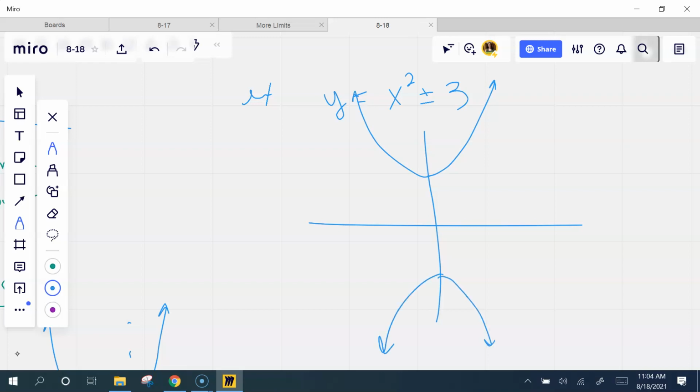Is that a function? No. Why is it not a function? Correct. It's both of them. Yep, it's both of them.